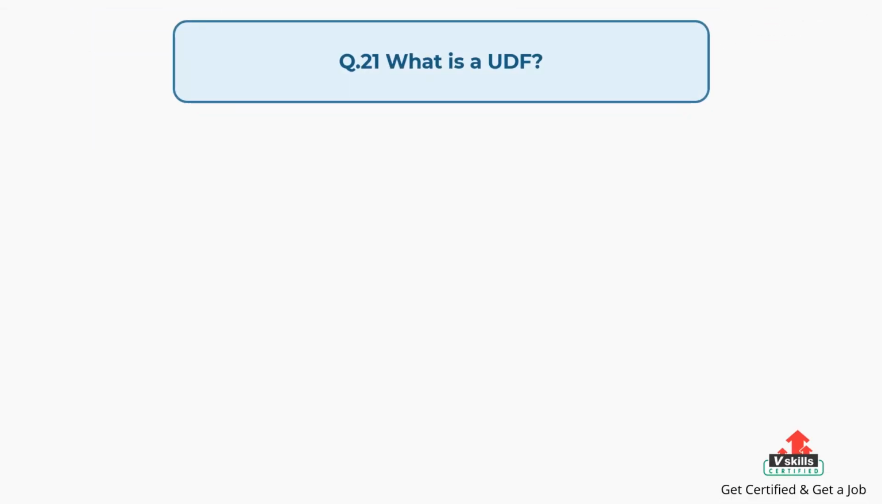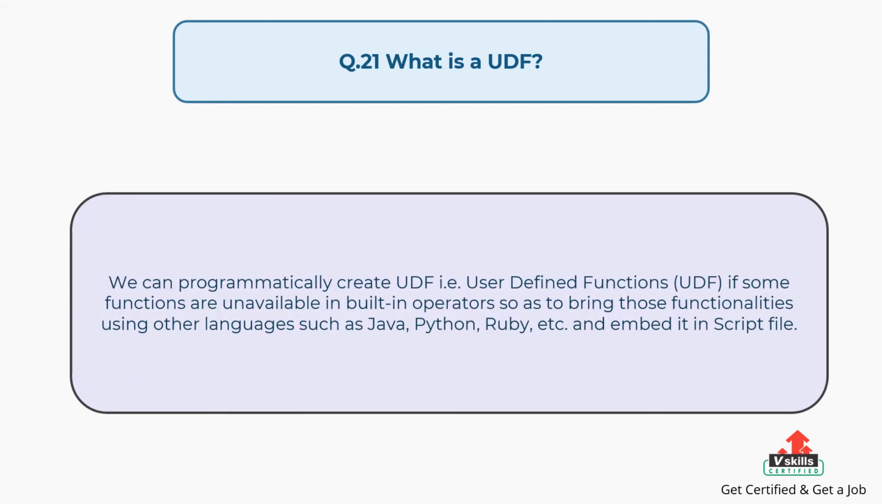Question number 21. What is a UDF? The answer is, we can programmatically create UDFs, that is, user-defined functions, if some functions are unavailable in built-in operators, so as to bring those functionalities using other languages such as Java, Python, Ruby, etc. and embedded in script file.